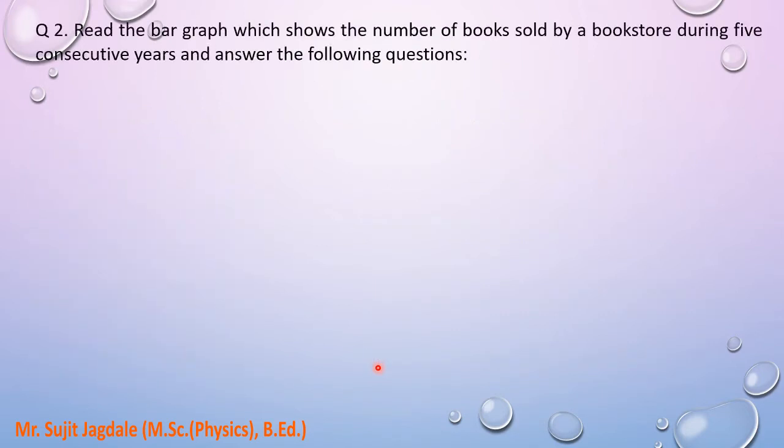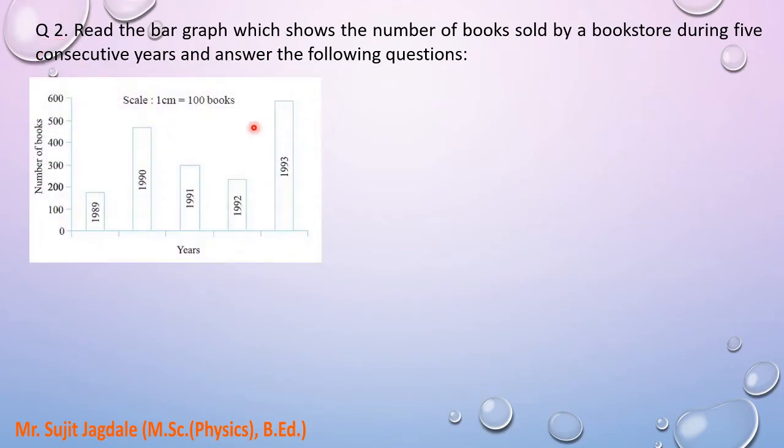The second example is again a similar one, but here the data is given. Read the bar graph which shows the number of books sold by a bookstore. So which data is given? You can observe the question: the number of books sold by the bookstore is given. So one type of data is the number of books sold by a bookstore, and the second one is 5 consecutive years. So 5 consecutive years is the second type of data that we also have to consider.